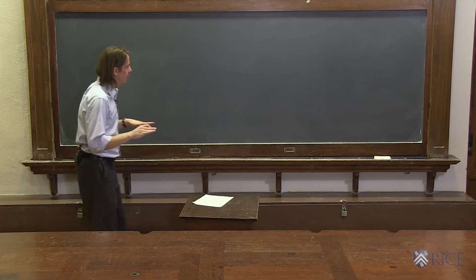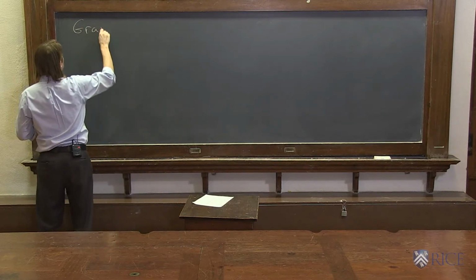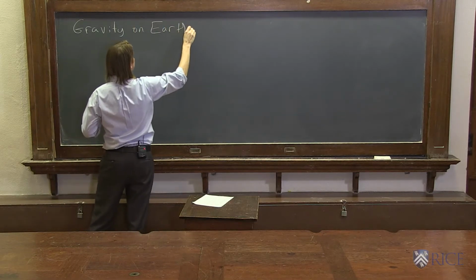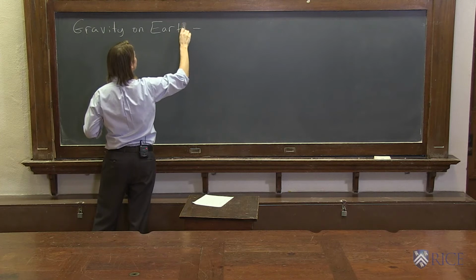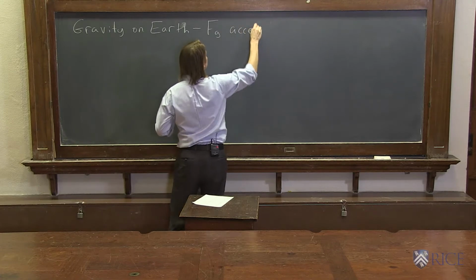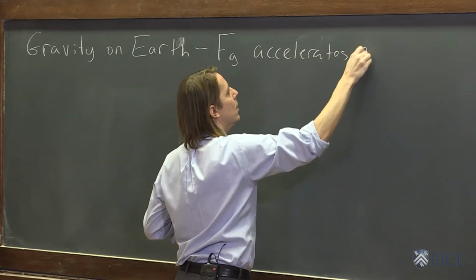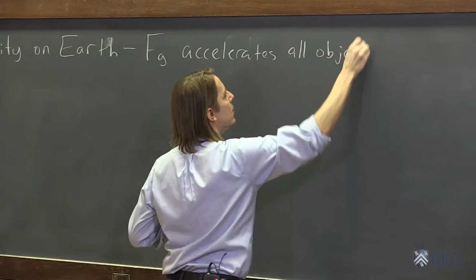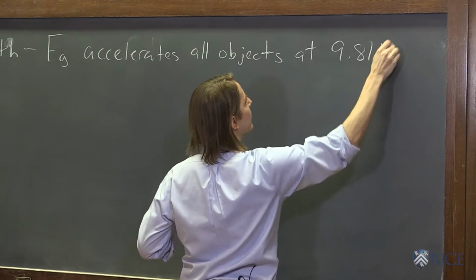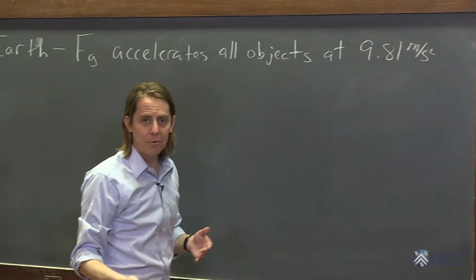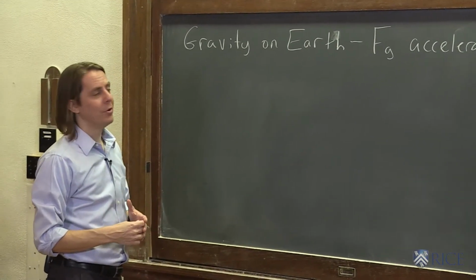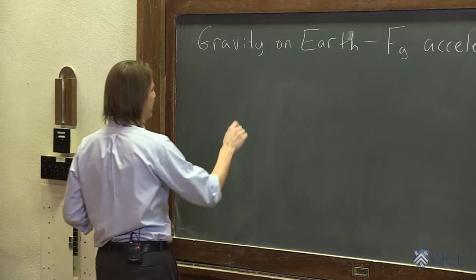Let's bring this back down to Earth for a second, and let's look at gravity on Earth, meaning near the Earth's surface. The gravity near the Earth's surface, Fg, accelerates all objects at 9.81 meters per second squared, which you already know from one of the earliest weeks of this course: everything falls at 9.81. So let's see how we get that from universal gravitation.